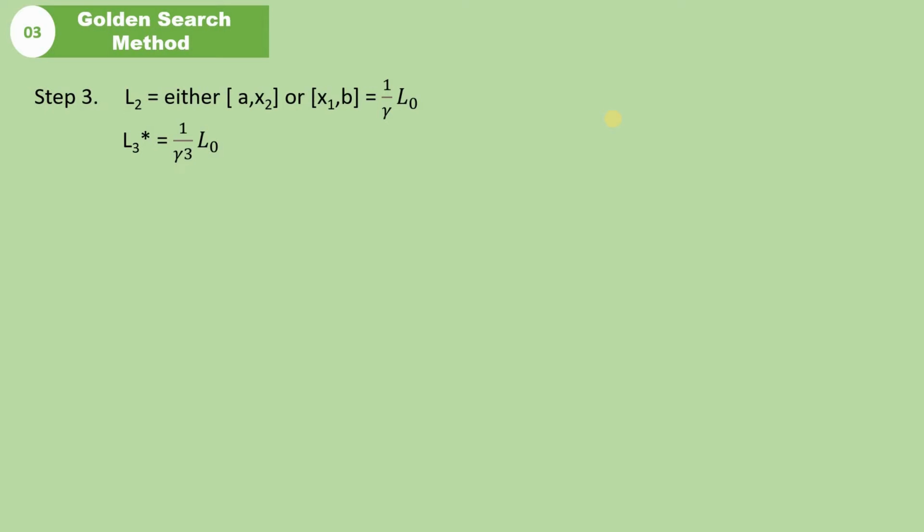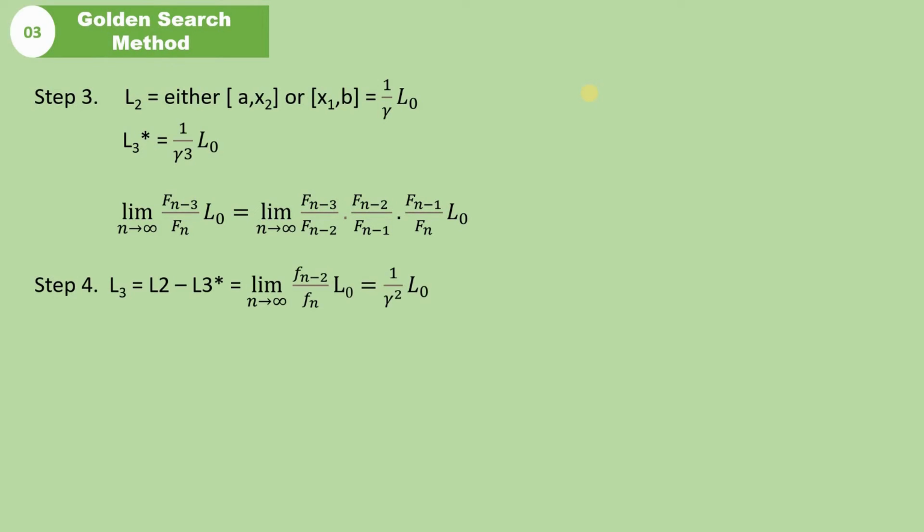L3 star would equal 1 upon gamma cubed times L0, which is the limit as n tends to infinity of Fn minus 3 upon Fn times L0, equal to the limit of Fn minus 3 upon Fn minus 2 into Fn minus 2 upon Fn minus 1 into Fn minus 1 upon Fn. Here we are considering the value of gamma to be 0.618.